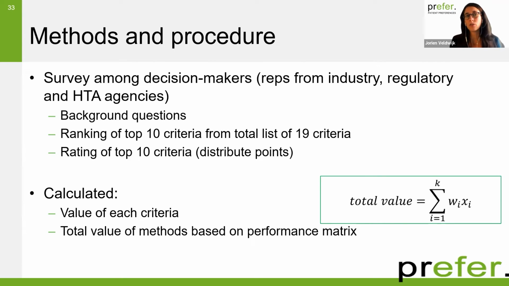Then we've calculated the value of each criterion based on the rating scores. And as soon as you know the value of each criterion, you can, of course, using the performance matrix of work package 2, calculate the value of a method. Because each of the methods either complies or doesn't comply with each of these criteria, so you add those values on top of each other.